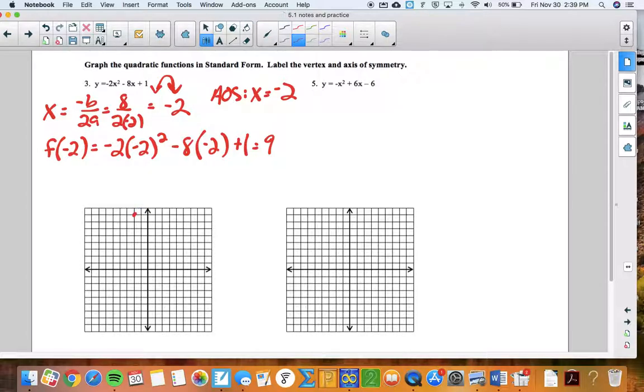Oh man. Yeah, sure enough, this 9 is right there. Usually it's 10 on the graphs that I've been using, but we're going to go with that.